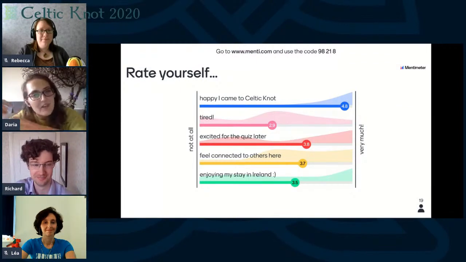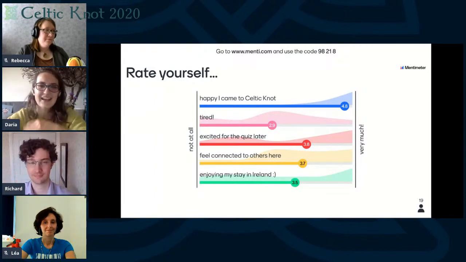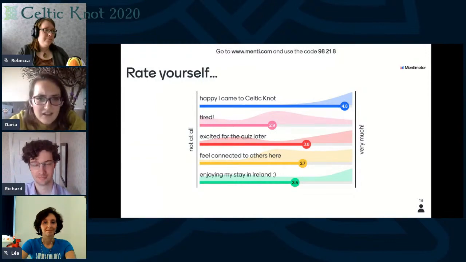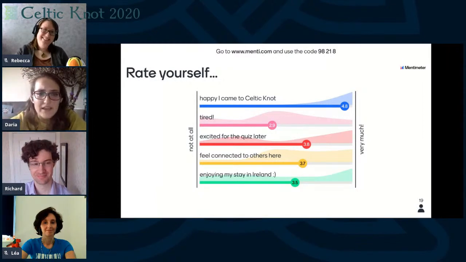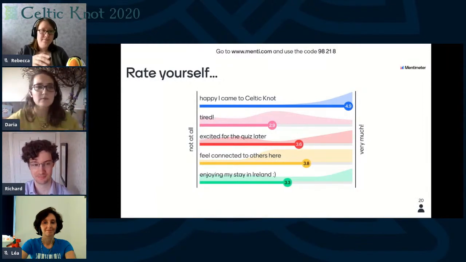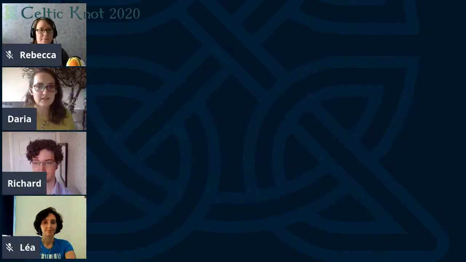And there is some spread around how well we're connected, but from the comments that I've seen on Telegram, we have made some connections and some new connections as well, which warmed my heart. And a pretty even spread about people rating their stay in Ireland, Rebecca, quite interesting to see. A strong peak at the end, but also some even spread, so interesting. Please feel free to carry on voting. We'll see how the final results shape up. But now back to the presentation.